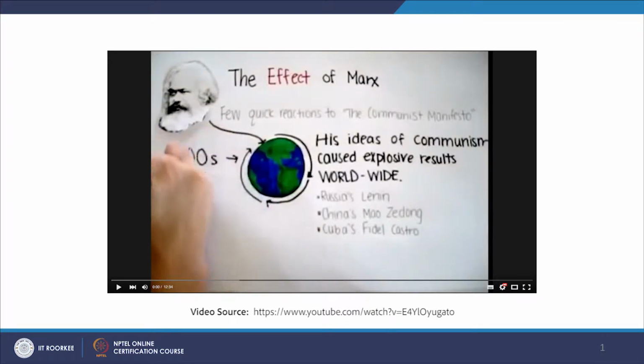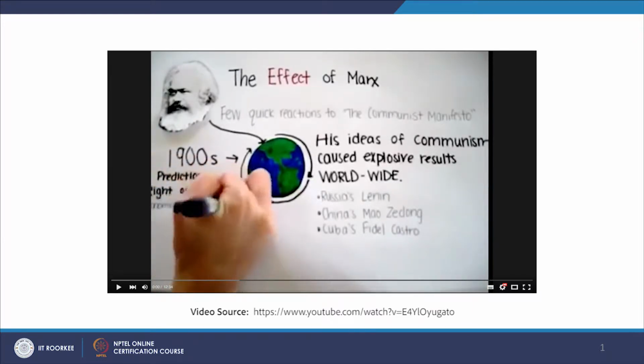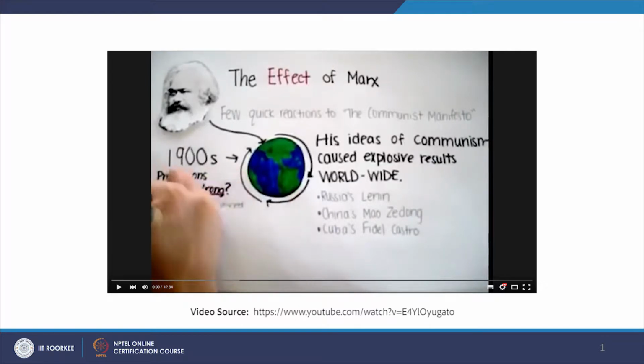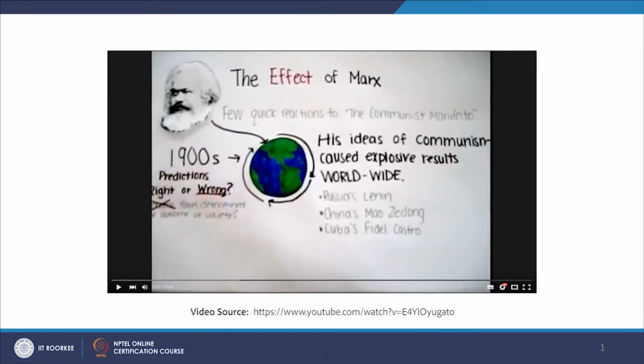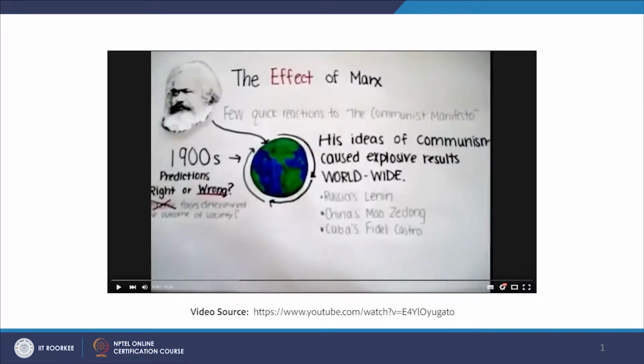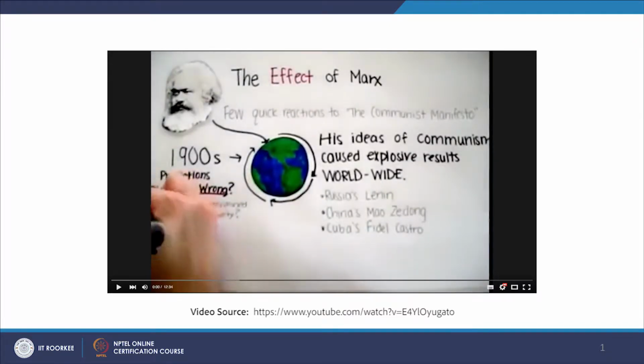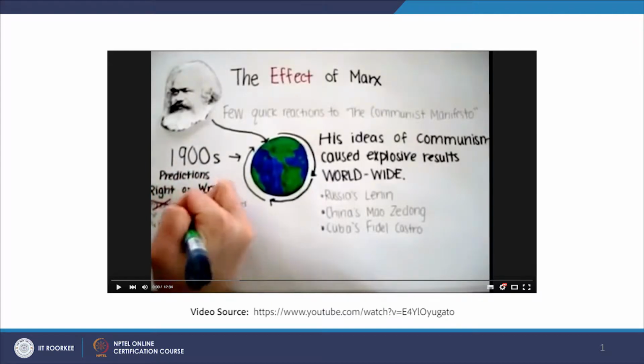Were Marx's predictions right or wrong? For the most part, they were wrong. Marx thought that economic forces determined and predicted the outcome of society. Turns out there are many factors, including religion, nationalism, ethnic loyalties, and a desire for democratic reforms.